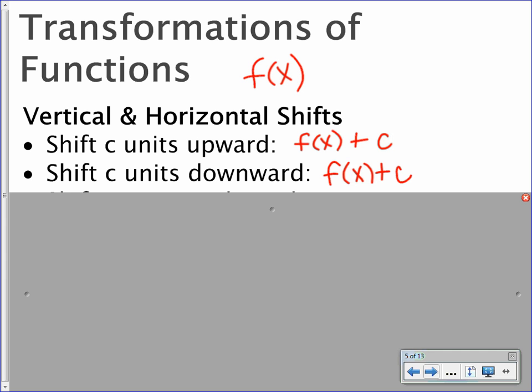It's supposed to be minus. Thank you. Thank you for paying attention. Sometimes when I talk, I write something that I say.